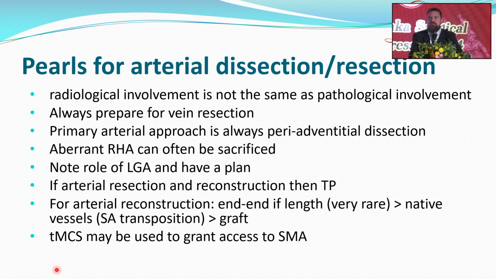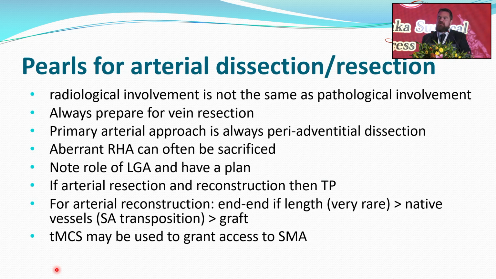An aberrant right hepatic artery can often be sacrificed. As you know, you can take it if there's backflow, if there's liver Doppler signal in the hilum, it means you have enough collateral, so you do not need to reconstruct. We'll talk a bit about the role of the left gastric artery, and I understand that lots of you do gastric surgery as well, so you're more experienced in that than me, but I have one slide about that.